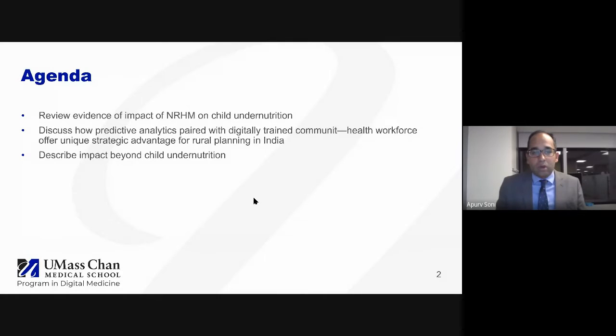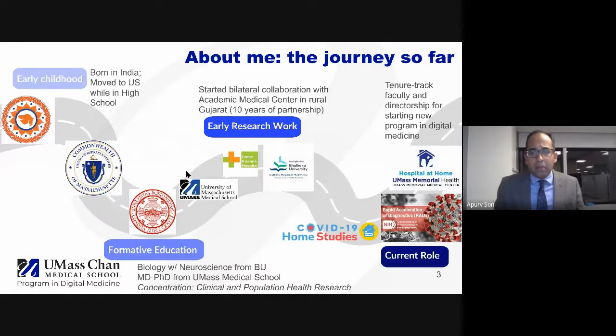And third, talk about possible impacts beyond child undernutrition in creating this digitally trained community health workforce. I won't belabor this point too much, but to provide some context, I wanted to provide a snapshot of my journey so far. So I was born in India in the state of Gujarat. I moved to Massachusetts when I was in high school, received my formative education in the same state in Massachusetts, getting undergrad training in biology, and then finishing my clinical as well as research training from UMass Medical School.